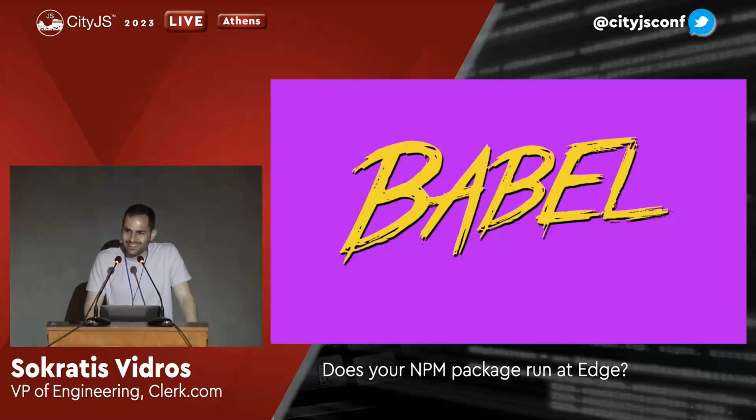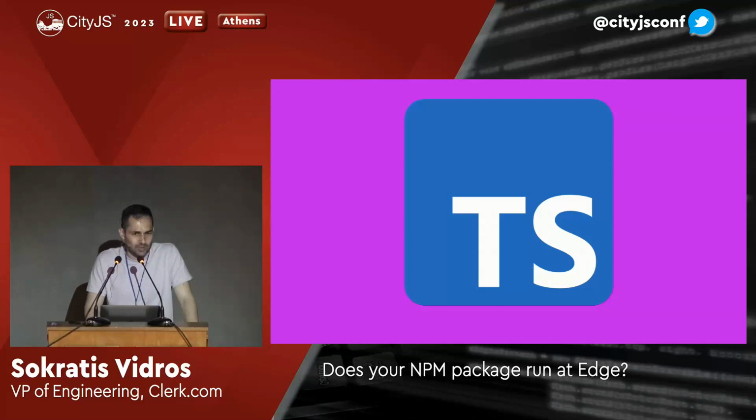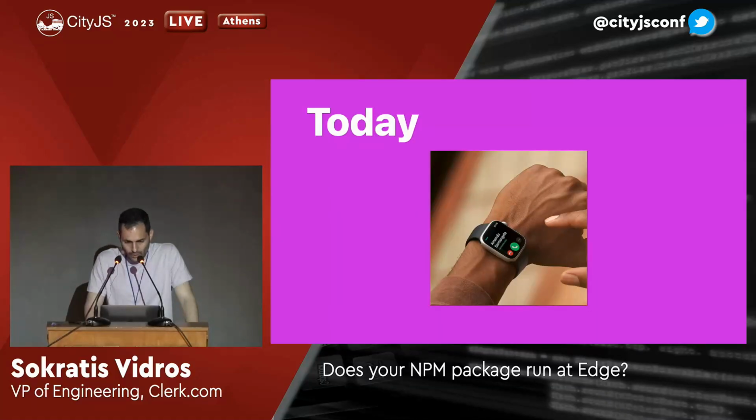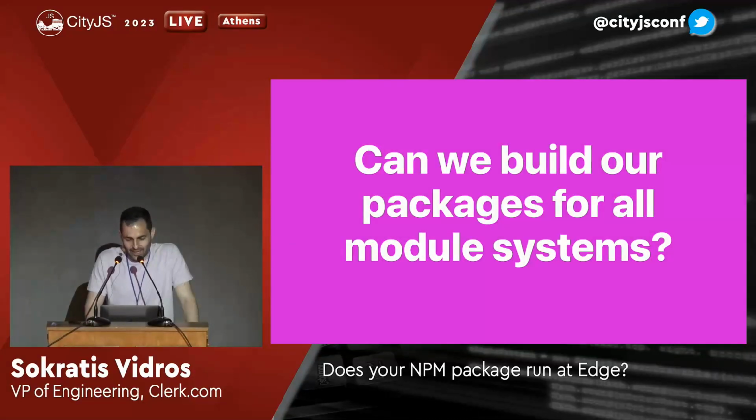The problem is that ESM introduced a new set of tools, Babel and TS, TypeScript, of course. I mean, TypeScript was introduced in general, but a lot of people opted for TypeScript at the time because it was a good way to get the latest JavaScript features. So today, we don't have candy watches anymore. We have Apple watches. And the question is, can we build our package for all module systems and have backwards compatibility with all runtimes? Because no one can guarantee that everything runs in ESM.